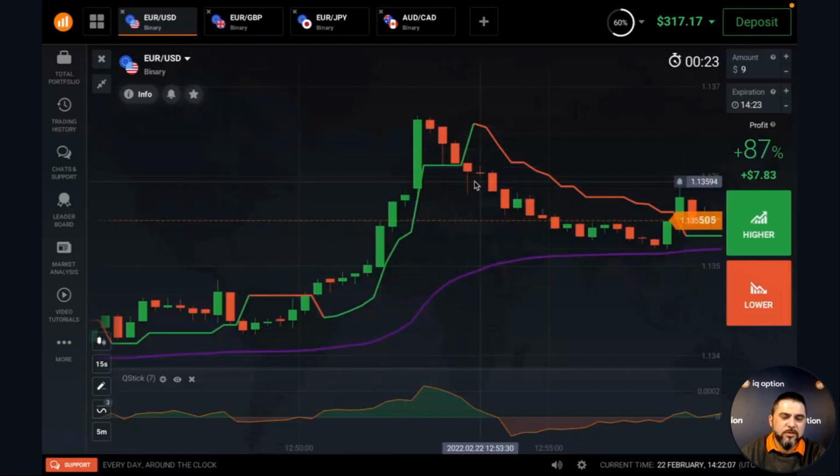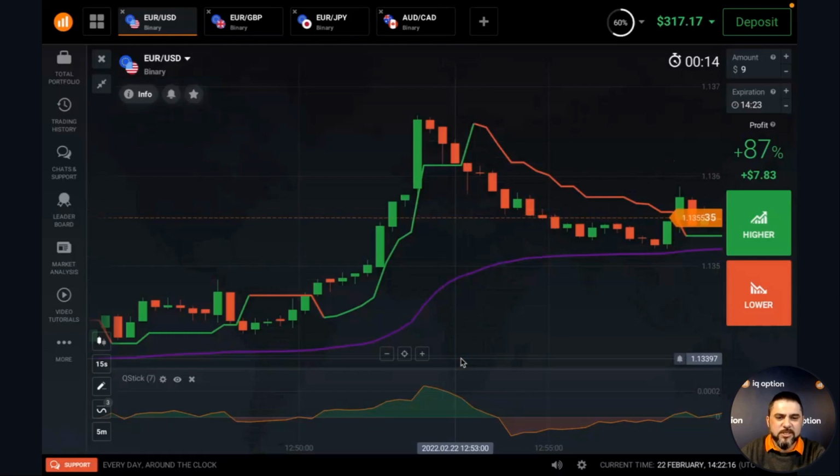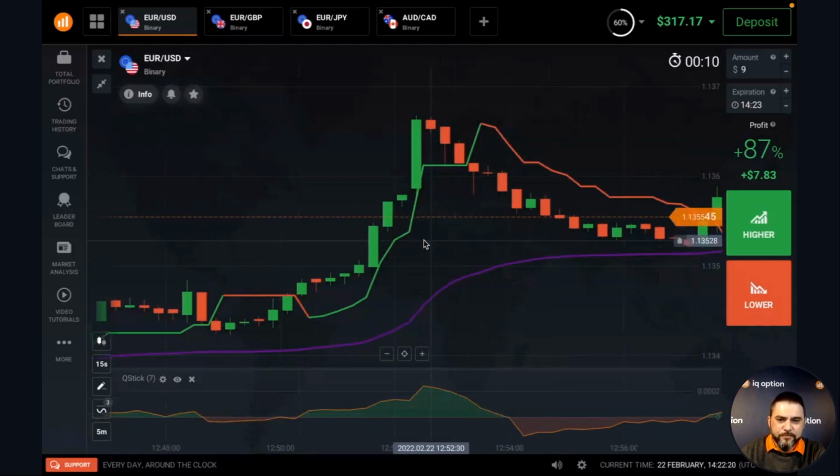This does cross under, but don't forget the first part of it is the comma and the ATR. These are not in line. This one had to be under the comma for it to be considered as a signal. And there's no QStick cross anyway, so it's nothing there.